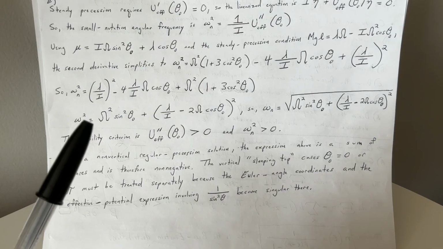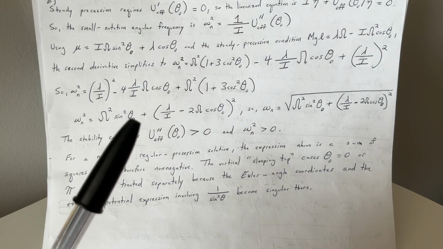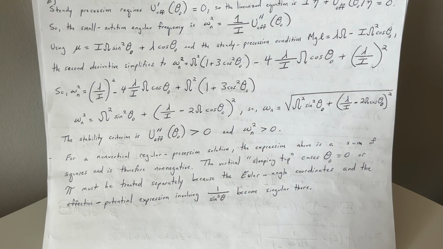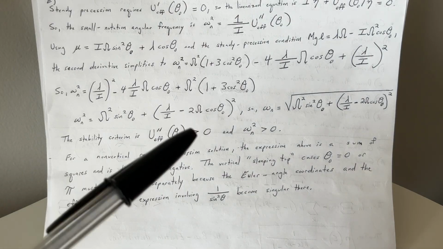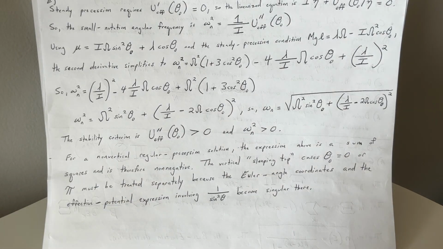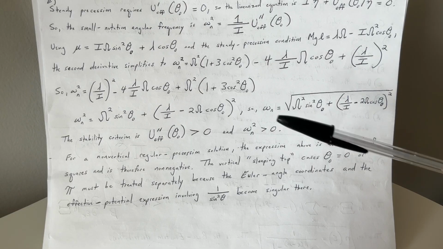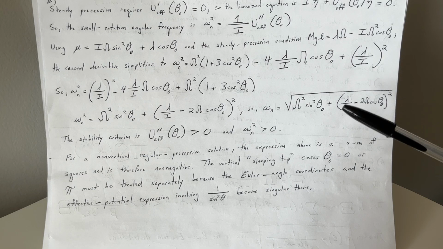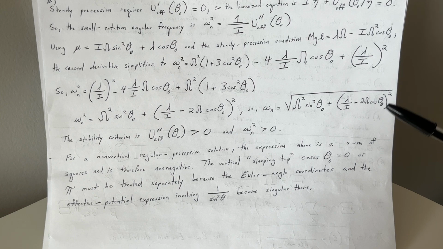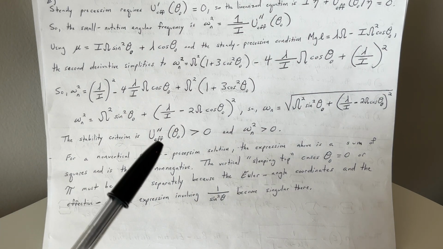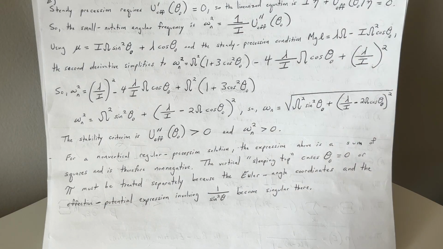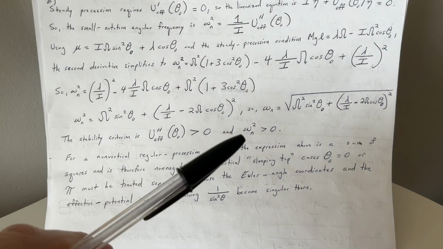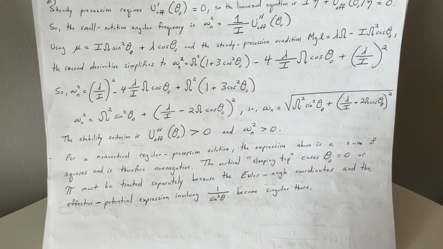And omega sub n squared equals capital omega squared sine squared theta naught plus the quantity lambda over I minus 2 omega cosine theta naught, squared. So omega sub n equals the square root of capital omega squared sine squared theta naught plus the quantity lambda over I minus 2 omega cosine theta naught, squared. The stability criterion is U sub eff double prime of theta naught greater than 0, and omega sub n squared has to be greater than 0.